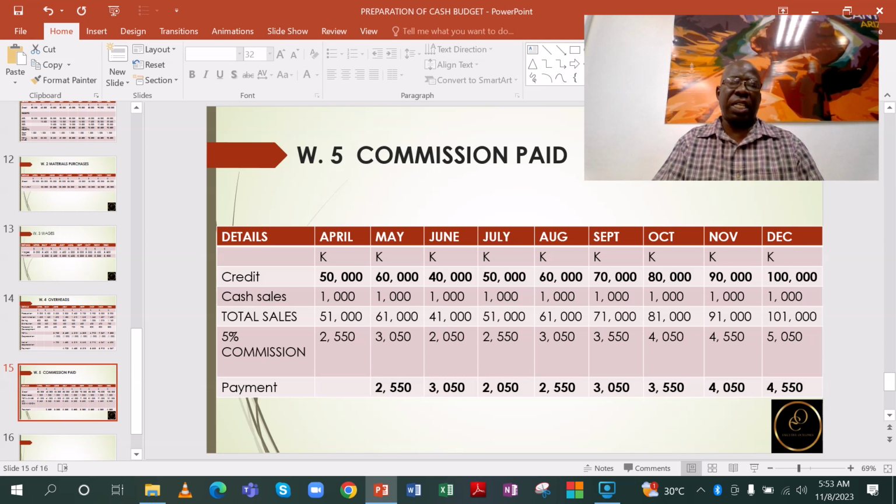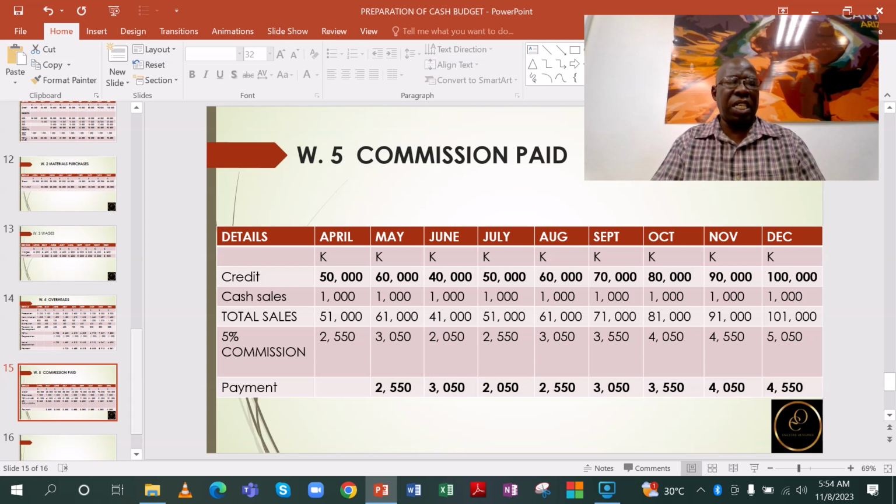So we are taking that for each sale made, a commission of 5% is given. So that means you calculate 5% of 51,000, you get 2,550. For the total sales in May, 61,000, 5% will be 3,050. So you can get this percentage, 5% of these total sales, you obtain these commissions.